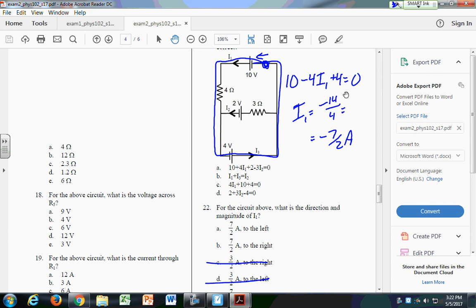So what did you say? Seven halves. You said left and then it would be to the right? To the right. I said that the arrow here points to the left, right?